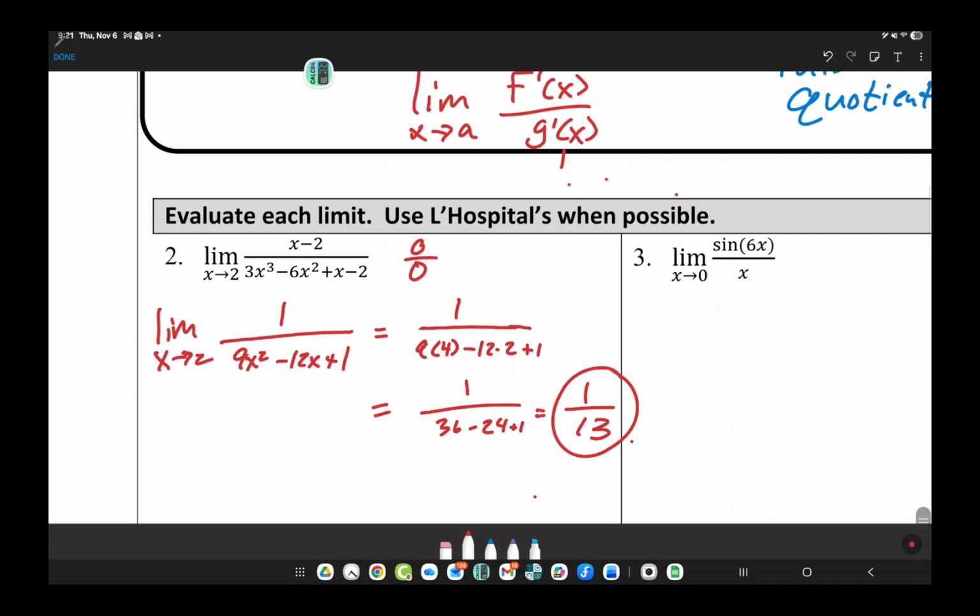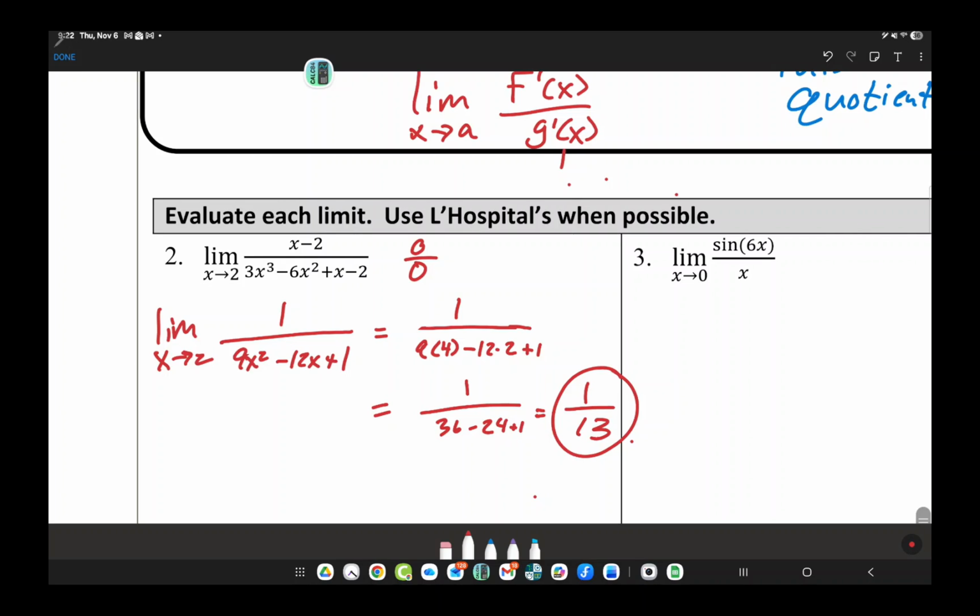Do you remember number 3 here? It's been a while, so I'd be a little surprised if you did. It's 6, yeah. So the answer is 6.